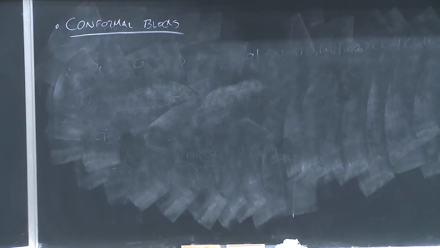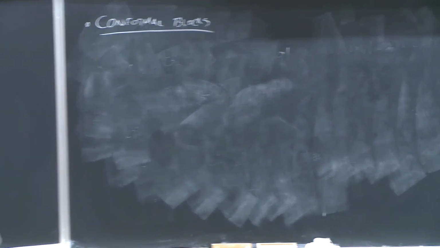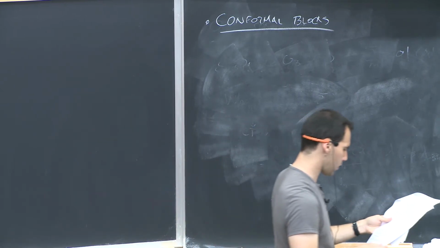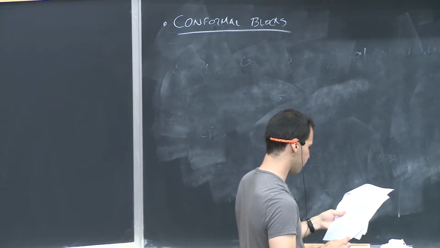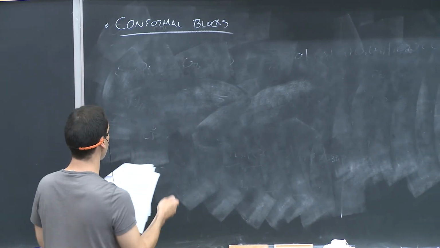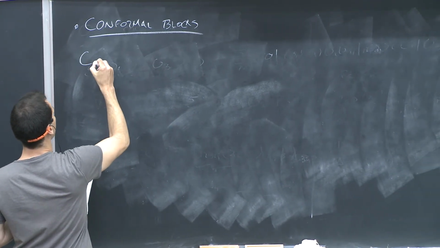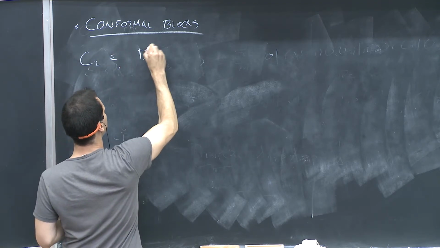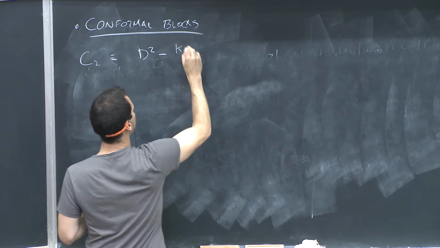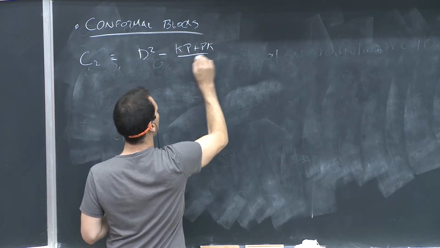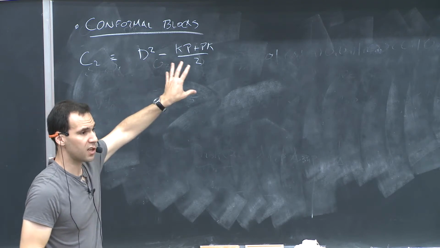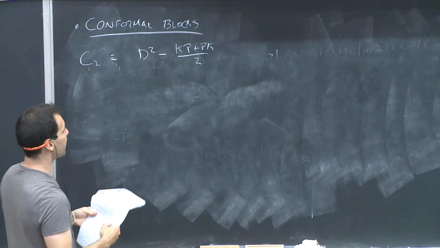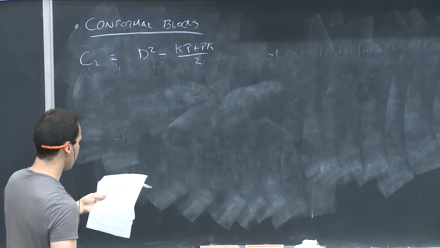So Chris also told you about the Casimir method for computing the blocks, right? Well, okay, let me be very quick about it then. So the Casimir, in the one-dimensional case, it's D squared minus (KP plus PK) over 2. So you can check that this object commutes with D, K, and P. Okay? So this is the Casimir. It commutes with all the generators of the group.